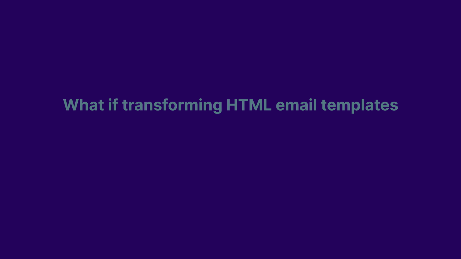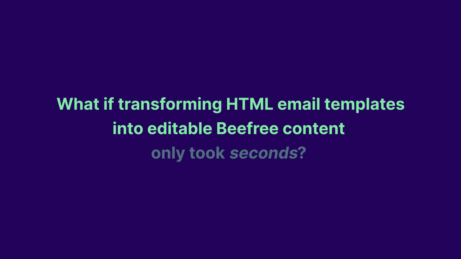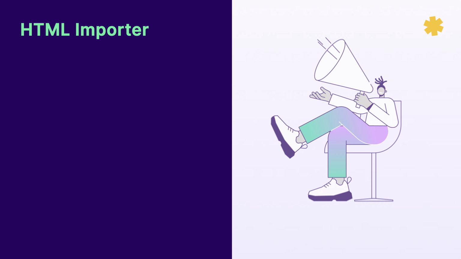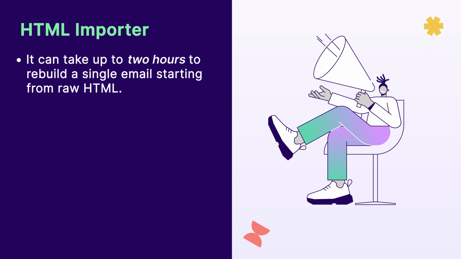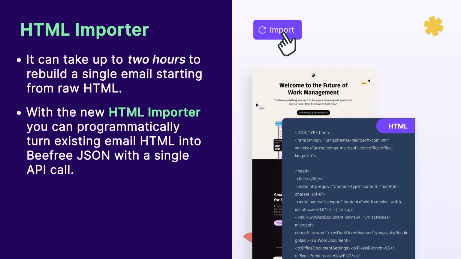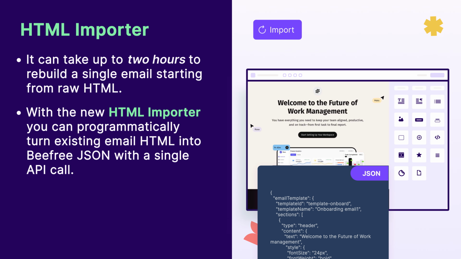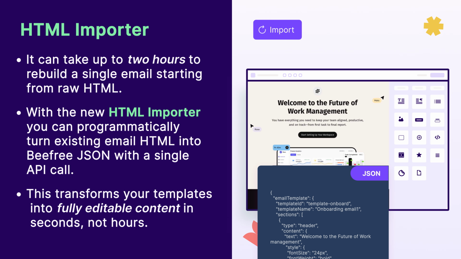What if transforming HTML email templates into editable Beefree content only took seconds? From conversations with our customers, we've heard it can take up to 2 hours just to rebuild a single email starting from raw HTML. With the new HTML importer, you can programmatically turn existing email HTML into Beefree JSON with a single API call, transforming your templates into fully editable content in seconds, not hours.